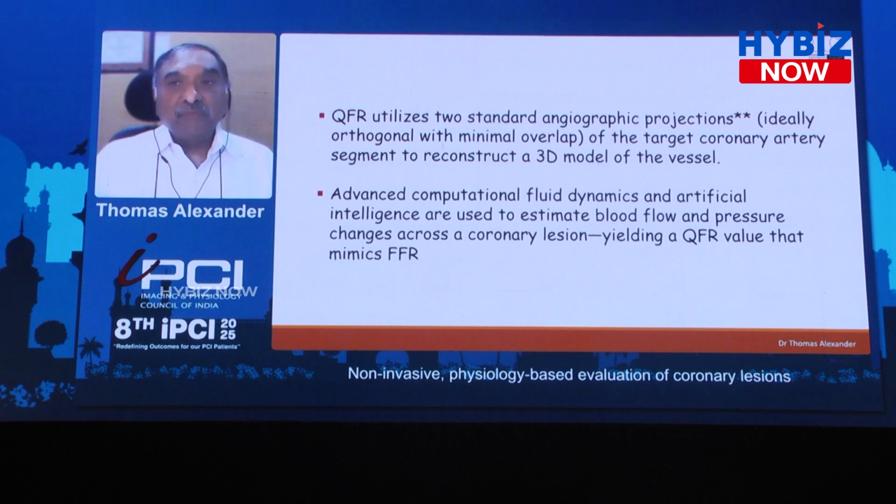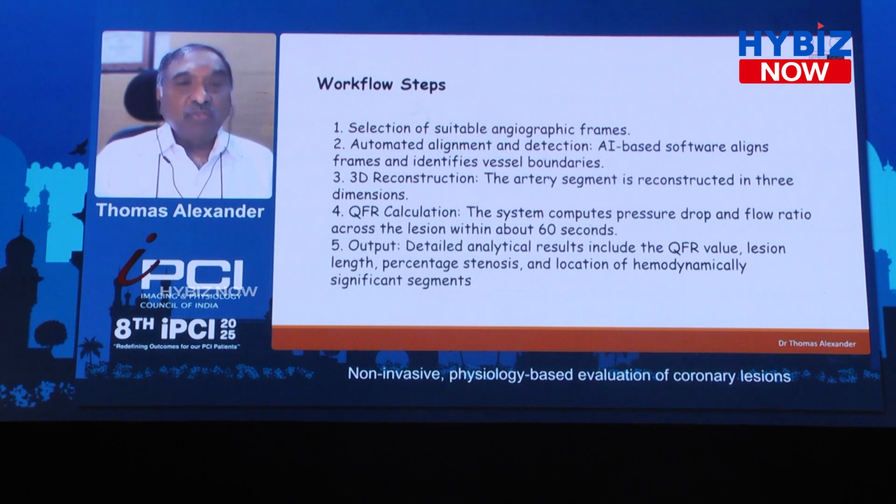Now, when you do a QFR, it uses two standard angiographic projections. Ideally, these are orthogonal with minimal overlap. It then does a 3D modeling of the vessel, and using computational fluid dynamics and AI, it comes up with flow as well as pressure changes and yields a QFR value that virtually mimics FFR. So the workflow steps: you choose the angiographic frames. There is an automated alignment and detection. It's an AI-based software. It does a 3D reconstruction, QFR is calculated, and within about a minute or a minute and a half, you have the results up on your cath lab screen.